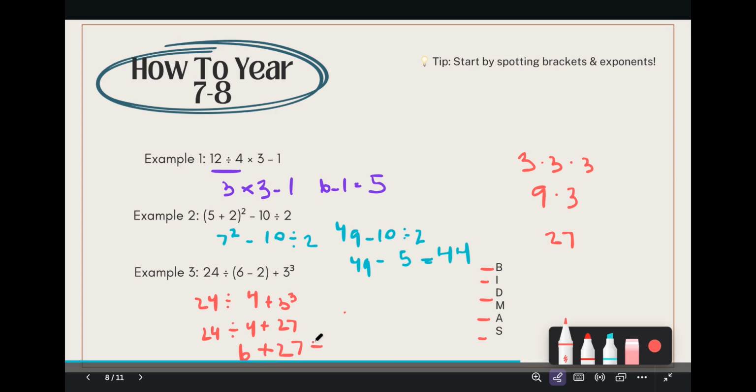A little bit of number bonds tells me that I need 3 to get to 30 and an additional 3 to finish off my 6. So that would be 33 as my answer.